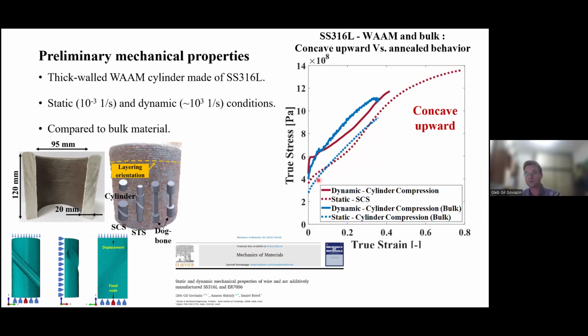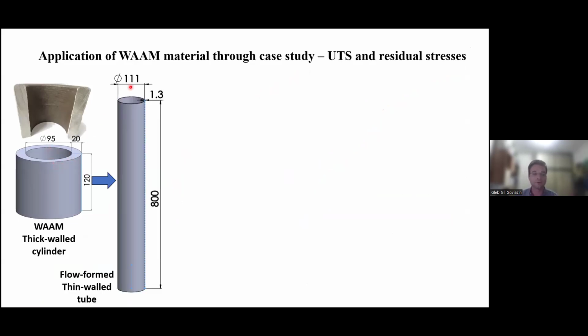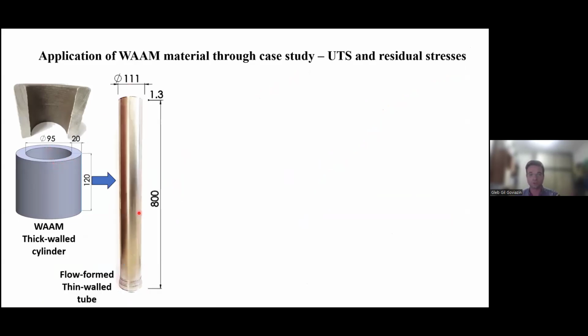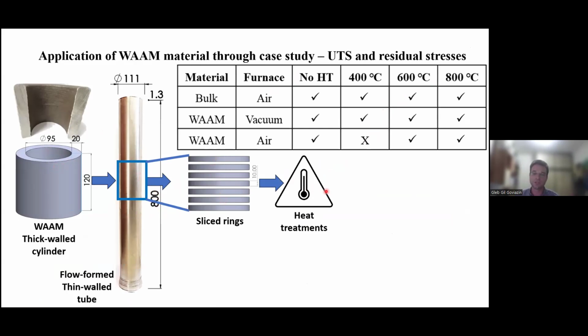So after we saw those results and we saw that we also got a very high UTS point, we decided to start with the same process of taking a thick-walled cylinder and flow forming it into a thin-walled tube, but we wanted to make it a much more workable piece. So what we did is that we sliced it into rings, and we took those rings to different heat treatments.